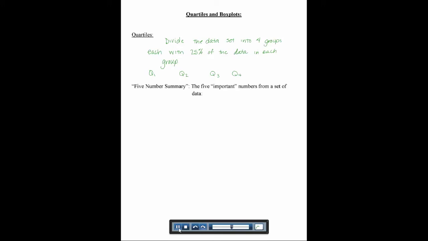Well, Q1 is actually going to be the minimum value. Q2 is the same as P25, the 25th percentile. Nope, sorry. I said this wrong. Q1 is P25. Q2 is the same as the median. Q3 is the same as P75, and then Q4 is the maximum value.